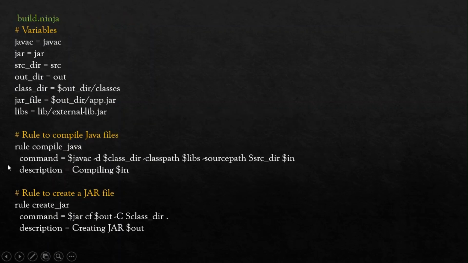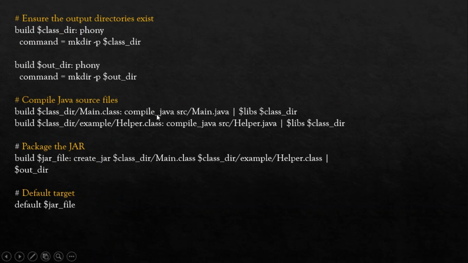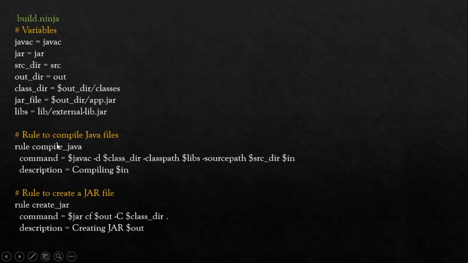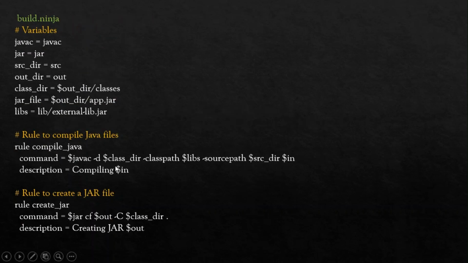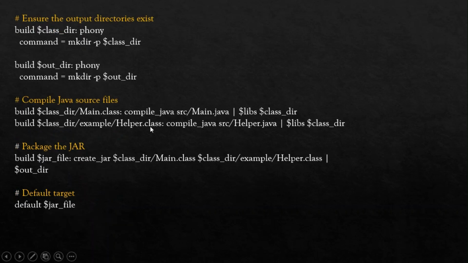If we have seen here, we have defined two rules. One rule name is compile_java, another rule name is create_jar. So when this line is executed, the control automatically goes here. This is my output folder and main.java is my input. My output and input will be replaced in that rule, and this rule will be executed and the input files will be compiled. Similarly, here also compile_java is the rule, and this is my input file, this is my output directory. This is how it works.